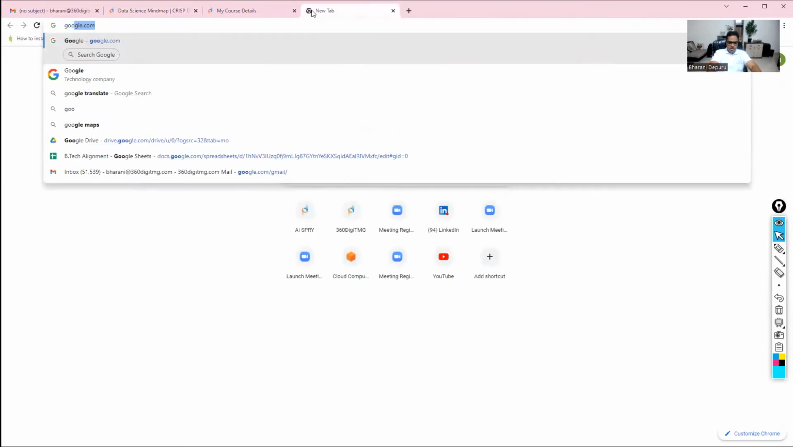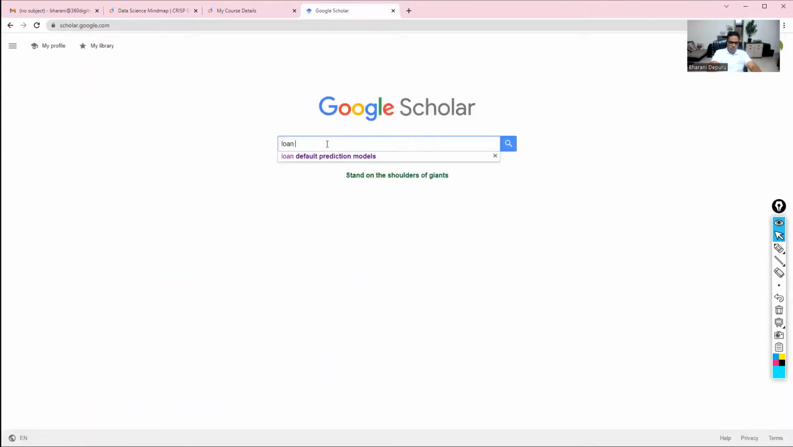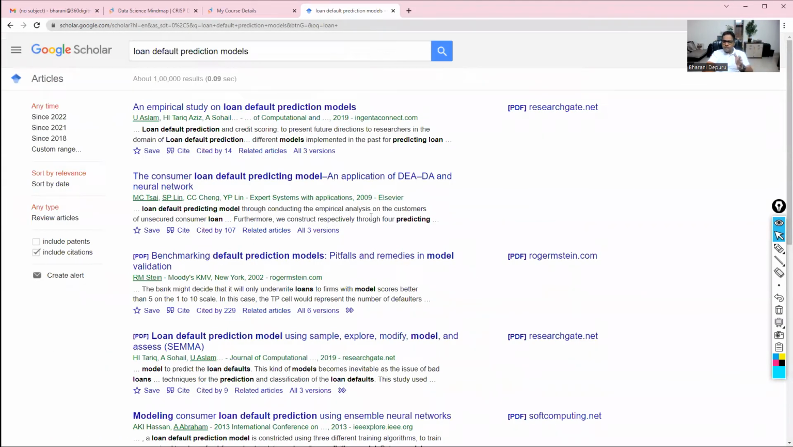You can just say, let me go to Google Scholar. You know what? I'm going to now build a loan default prediction model. You'll get umpteen number of models, and all these are research articles. A few are paid, a few are free, open source. Go through these, try to understand what kind of data people have used in the past to build the prediction models. What kind of techniques did they apply? What kind of data did they collect? Once you get that information, that would be a good starting point for you to proceed further.